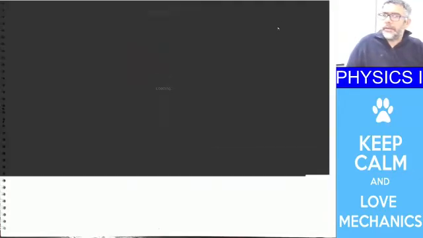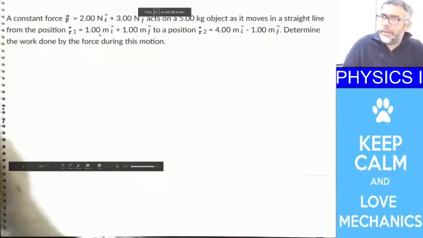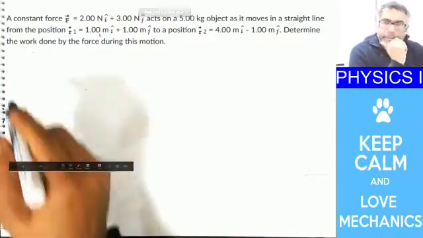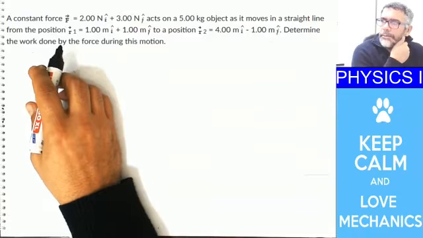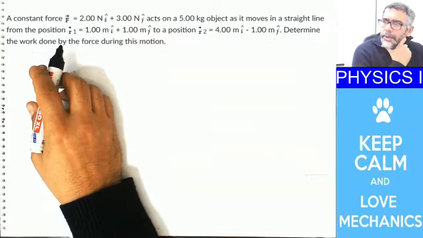All right. So this is one question. A force is given, 2 newtons in the x direction, 3 newtons in the y direction, acting on a 5-kilogram object as it moves in a straight line from the position 1 meter in x, 1 meter in y, to a different position 4 meters in x and minus 1 meter in y. Determine the work done by this force.